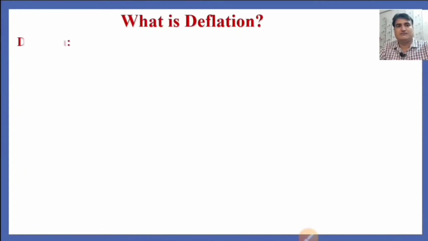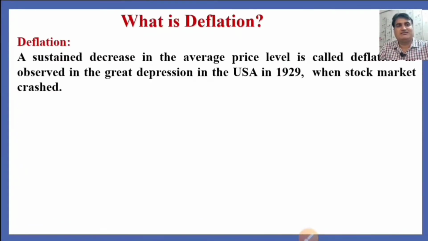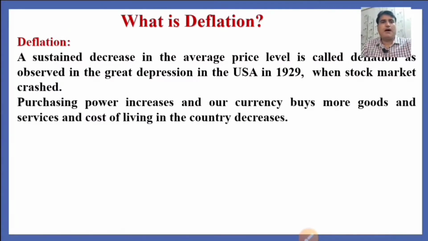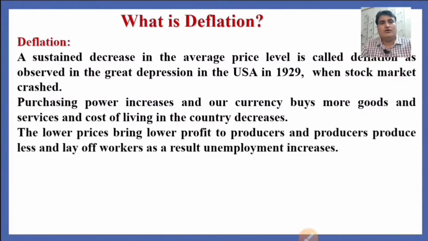What is deflation? Deflation means a sustained decrease in the average price level. It was observed in the Great Depression in the USA in 1929 when the stock market crashed. Purchasing power increases due to deflation, our currency buys more goods and services, and the cost of living in the country decreases. The lower prices bring lower profit to producers, and producers produce less and lay off the workers. As a result, unemployment increases.